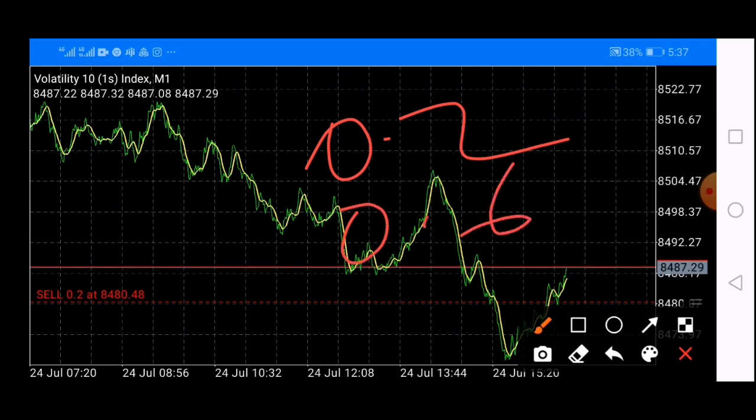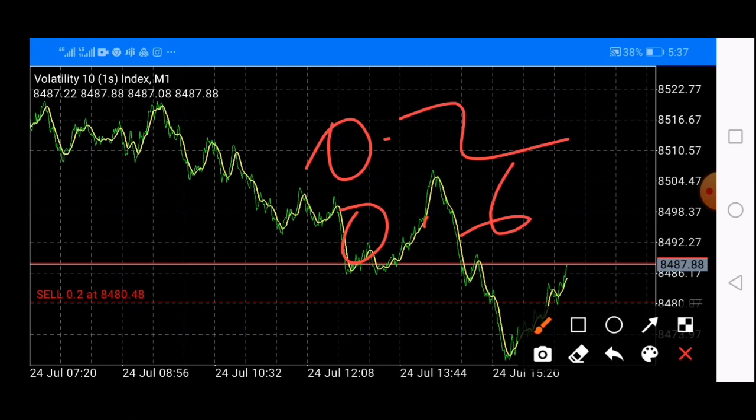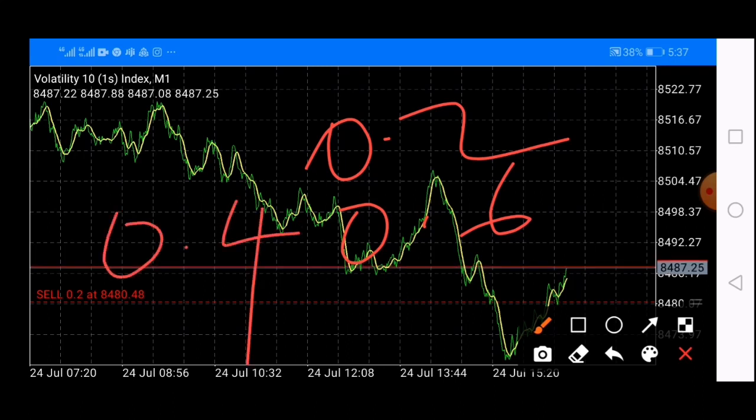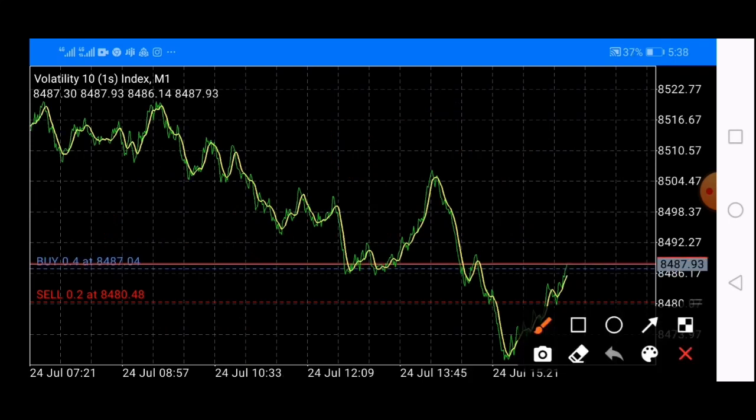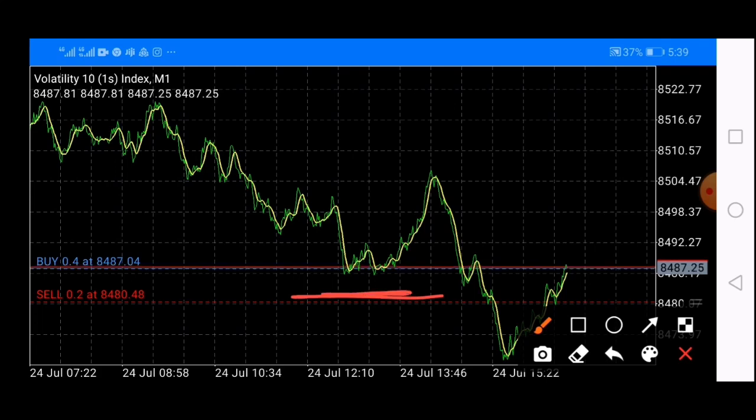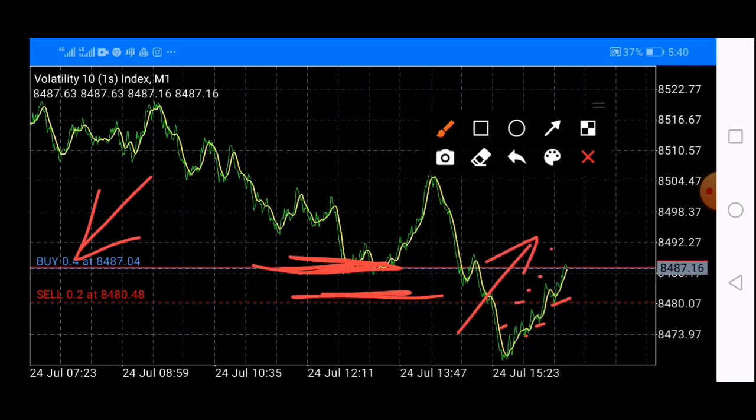But because this is a volatile market, I'll start with 0.4. So I'll first hedge with 0.4. Since I opened the sell position, to hedge I'm going to open a buy position with a lot size of 0.4 now. If you look at the chart, this is the level of my sell, and this is the level where I just hedged the market. I'll wait for it to retrace a little bit, then open another buy position with a lot size of 0.2. I'll come back to this trade once it's time to hedge or close it on profit.